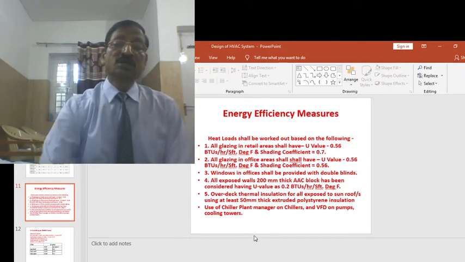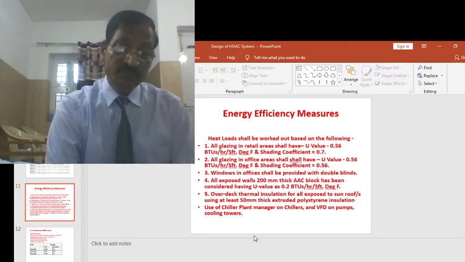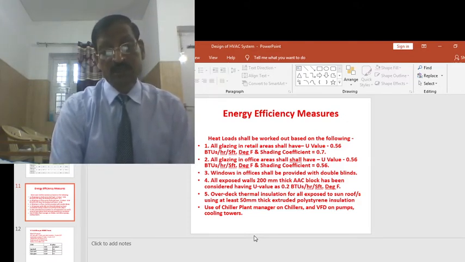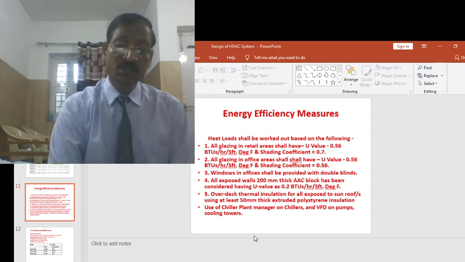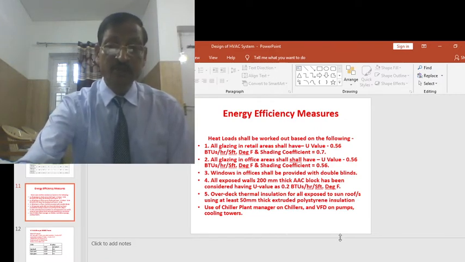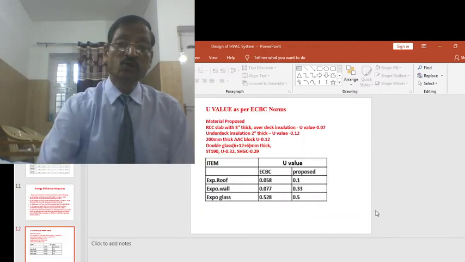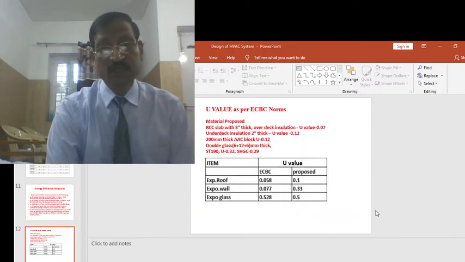Use of chiller. Nowadays we use the chiller plant manager, which saves a lot of energy. It switches the chillers on and off based on the load. Use of the VFD, variable frequency drive, on chiller, pumps and cooling tower. U value as per the ECBC norms.